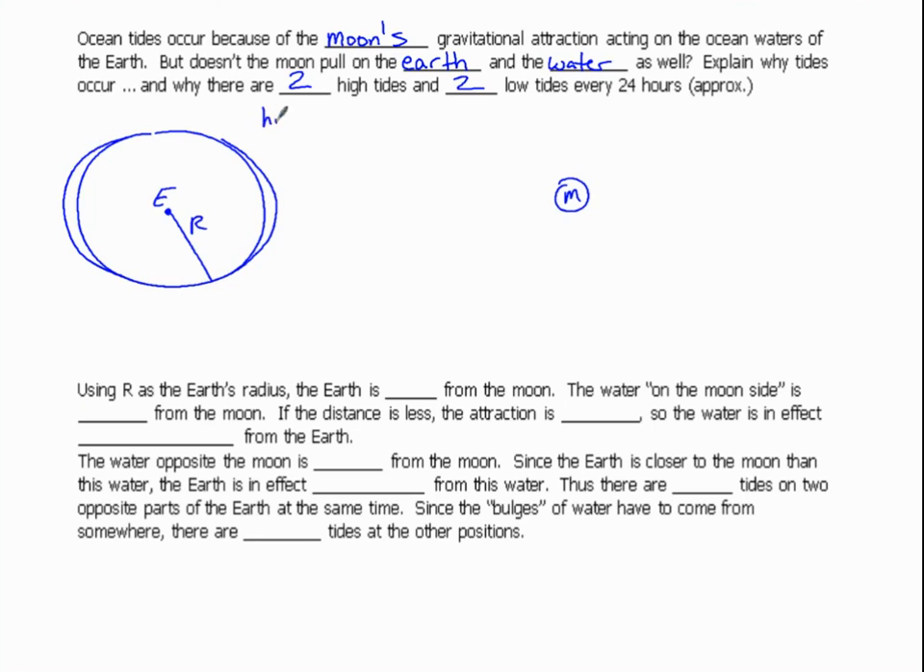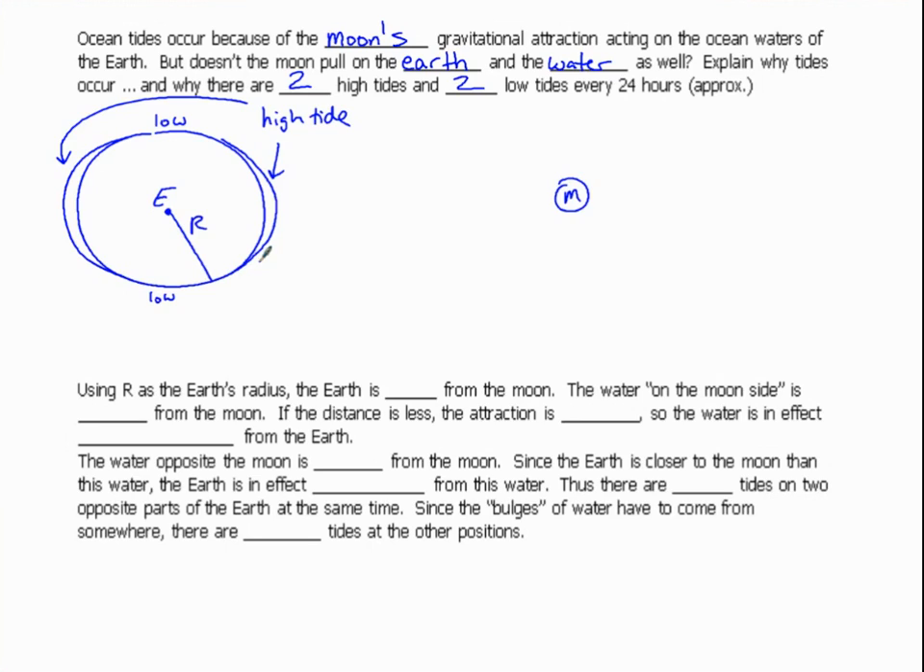And so let's label these. This is a high tide here and here. And this is a low tide. And this is a low tide. So what's happening is the moon is pulling on the water, and it's also pulling on the earth, and everything is being stretched in this direction.